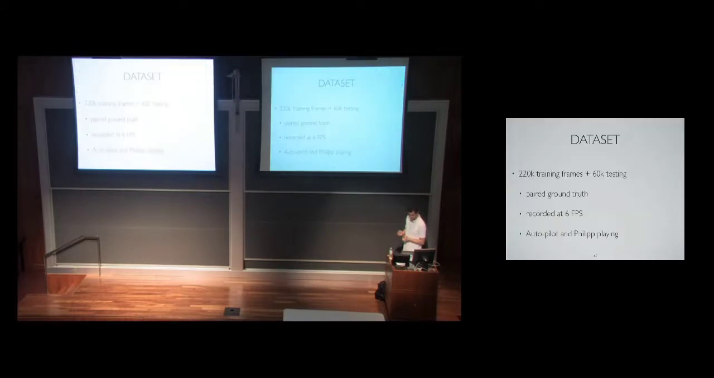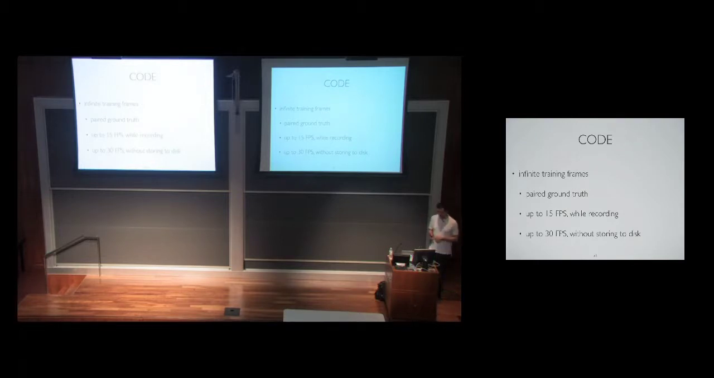Great. And so we collected a data set of 220K training frames from 3 video games and 60K testing frames. It's all paired ground truth, at 6 FPS. For part of it, for GTA, I could use the autopilot. For the other 2 games, I had to play it myself. I'll also put the code for this online at some point, hopefully before CVPR. And so you can collect an almost infinite stream of data this way.